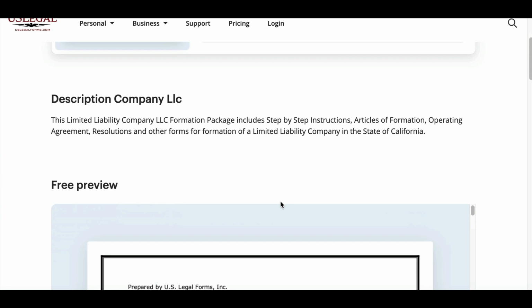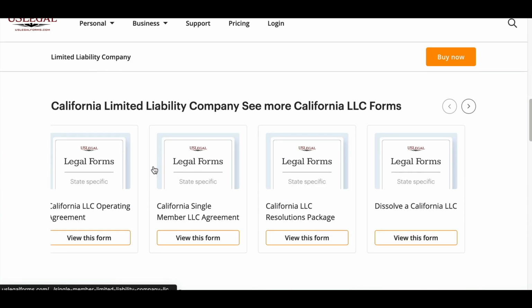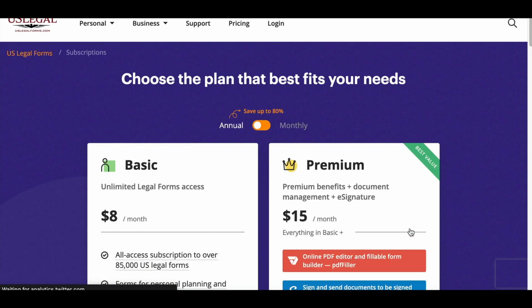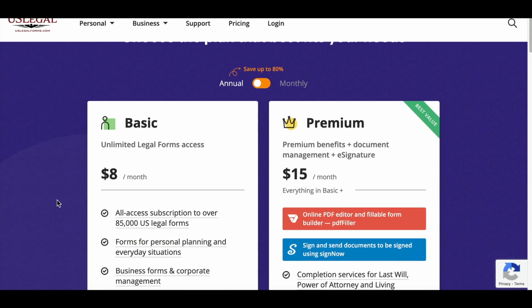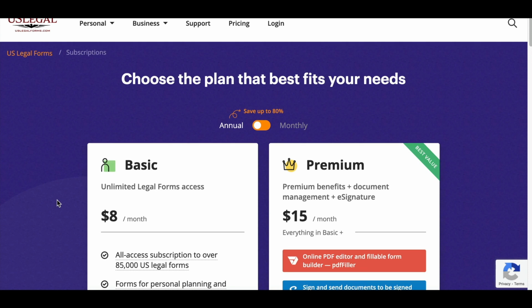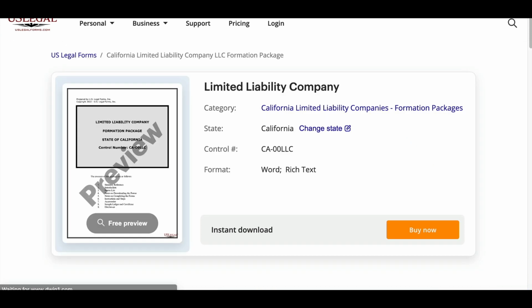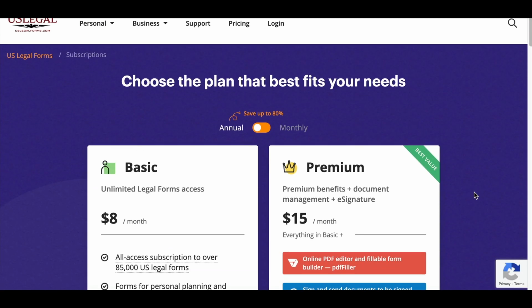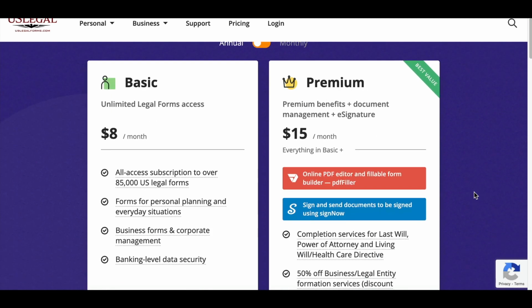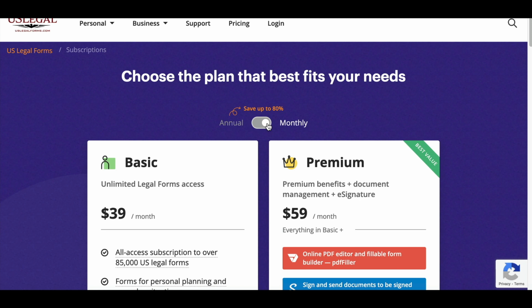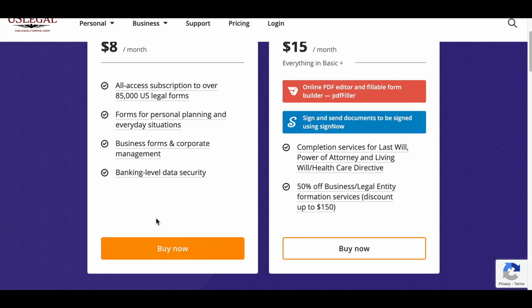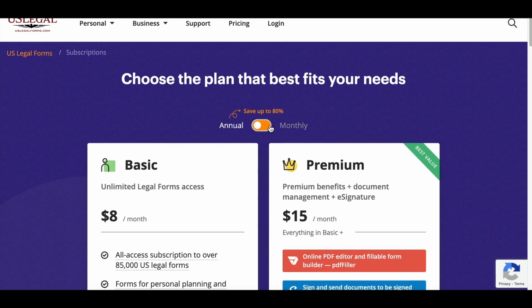I'm going to look at their little package and see what else you get. California LLC Operating Agreement. So if I wanted to buy this, what would it cost? Okay. So you can choose a plan. What if I just want to not have a subscription? Do I have to have a subscription? So US Legal Forms is subscription. And let's say we're going to do it monthly. Okay, so annual is $8 a month, but you have to pay annually. So it's not $8 a month. It's whatever 8 times 12 is, which I can't do in my head.